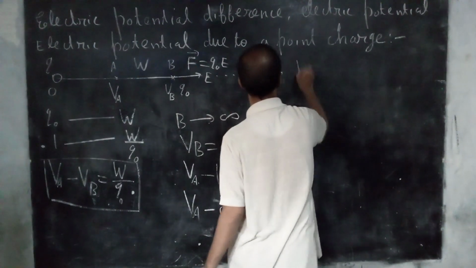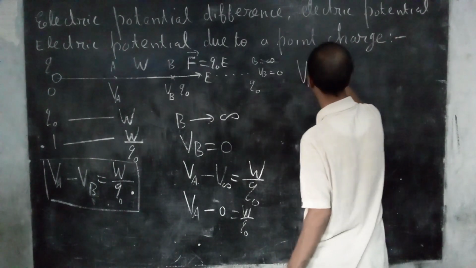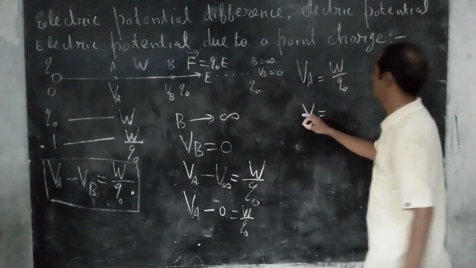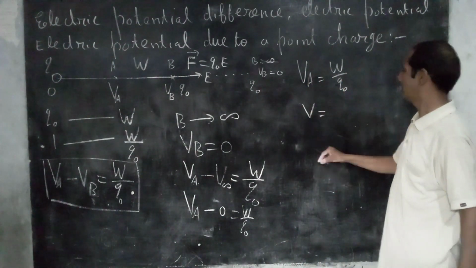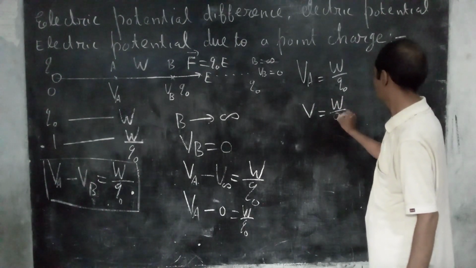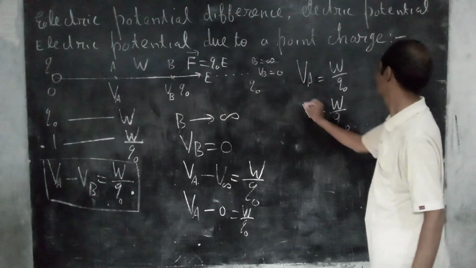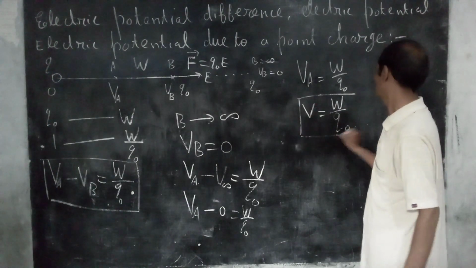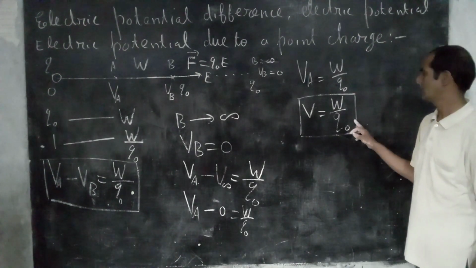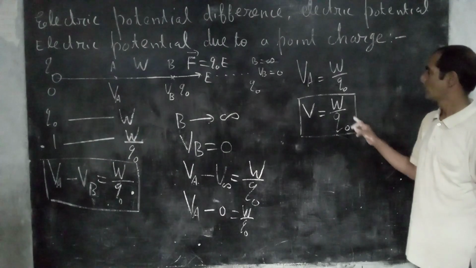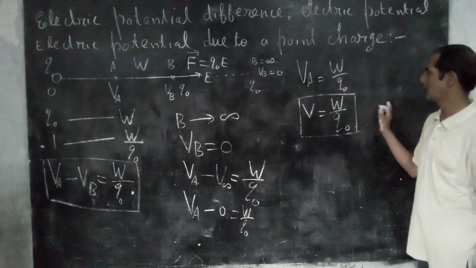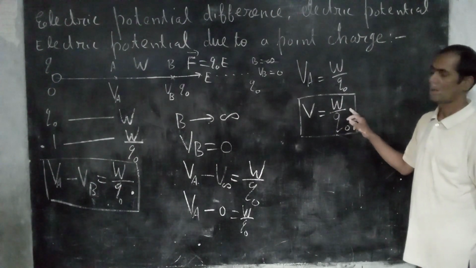So potential at point A is equal to W by Q. Potential at any point inside the electric field is given by this equation, where W is the amount of work required to bring unit positive charge from infinite to that point, and Q0 is the test charge.